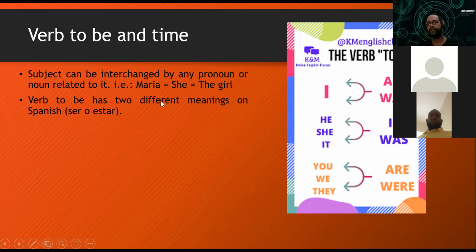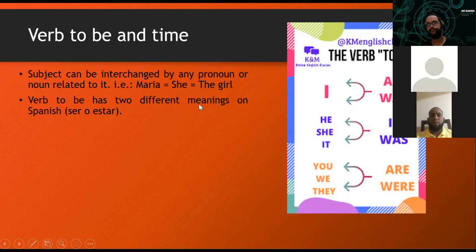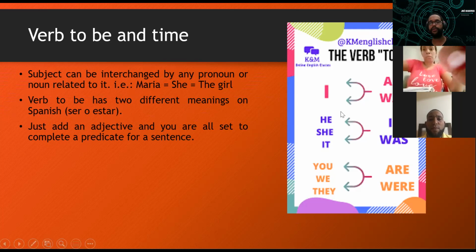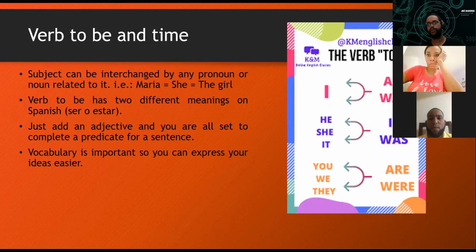Remember that in Spanish, the verb to be has two different meanings. It means ser or estar. So you need to be careful when using it so you can apply it properly. And remember that after you use the verb to be, you can add a single adjective or a phrase, and you can complete the predicate for a sentence. So you can complete the sentence, which in English, you know, is just a subject and a predicate.